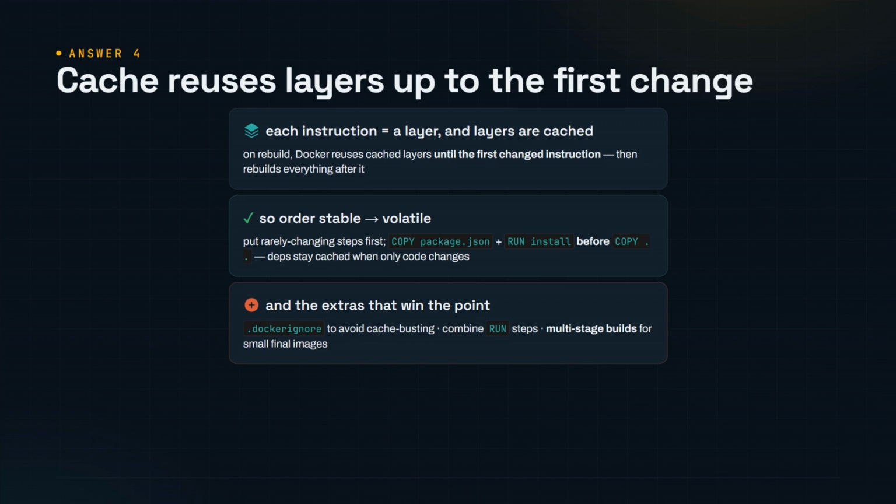The extras that win the point: a .dockerignore file so stray files don't bust the cache. Combining with multi-stage builds for a small final image.